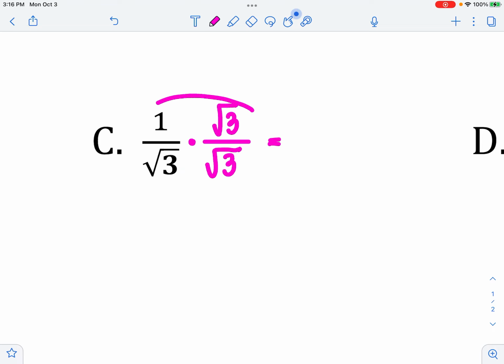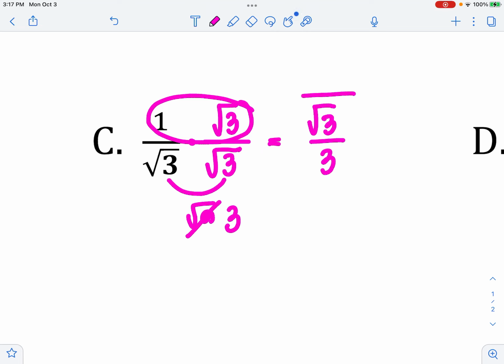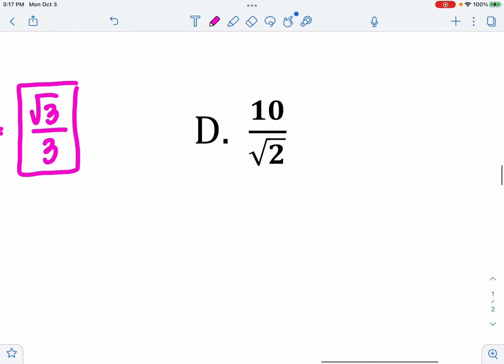So now you multiply straight across. 1 times root 3 is root 3. And then root 3 times root 3 is root 9, which is just 3. So remember, any radical times itself is the number underneath the radical, the radicand.